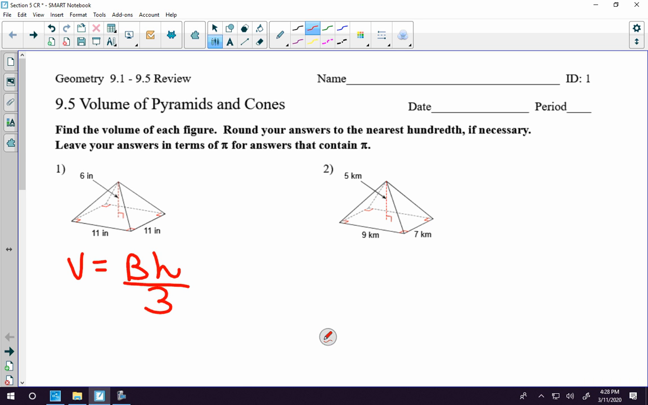So the way I like to describe volume is what shape are we stacking and how high are we stacking that shape. So right now we're stacking squares in number one, because the base is 11 by 11. How high are we stacking them? We're stacking them 6 high.